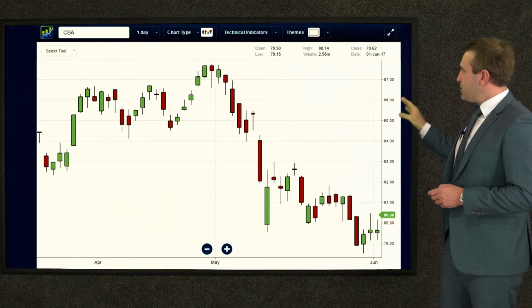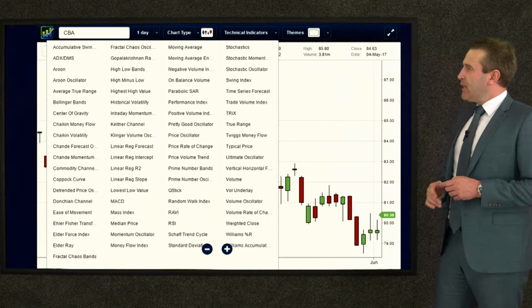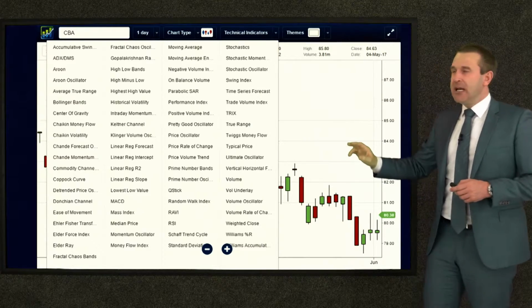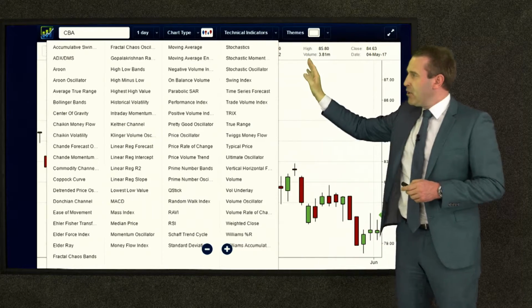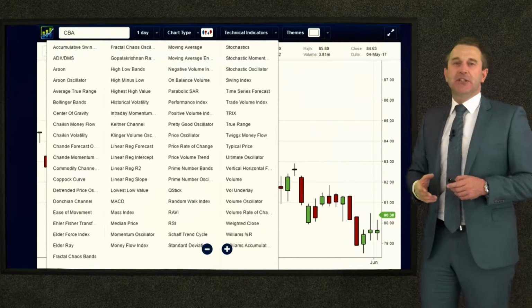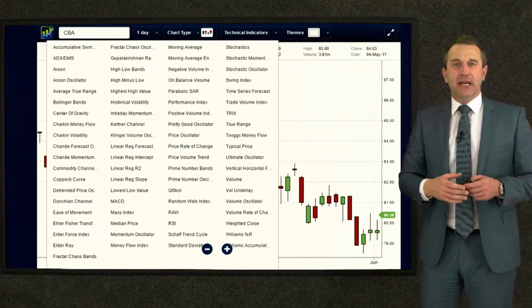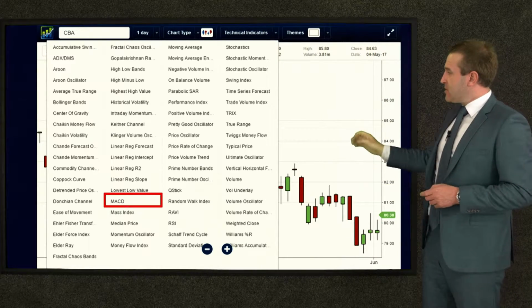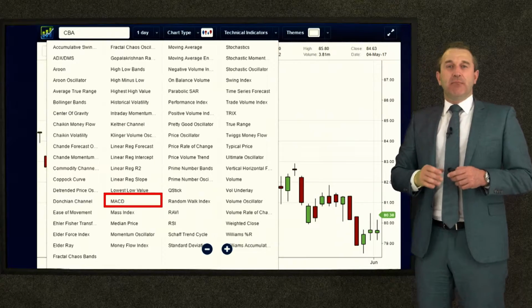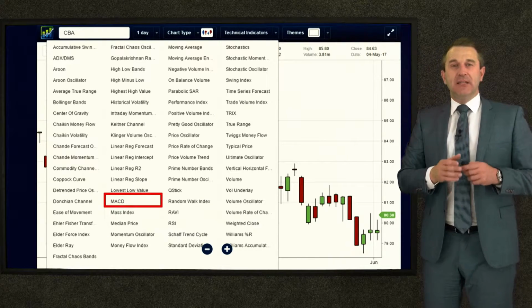So what we'll do is use a candlestick chart, and now we're going to apply a technical indicator. Up in the middle there is our technical indicators tab. Once you've clicked on that, you'll be presented with a selection panel of all the different types of indicators that are available to you on SharePrices.com.au. Now we want to select a MACD.